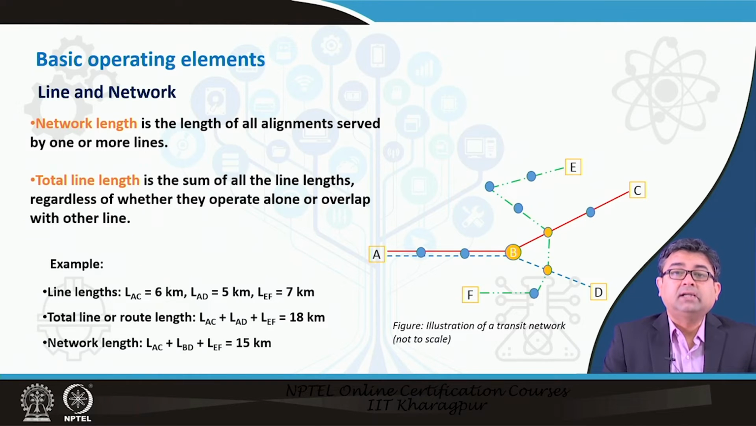Whereas, when we look at the network length, we are adding AC, we are adding EF, but now we are not adding AD, we are only adding BD. So, we are not adding the overlapping section, and we are only adding the section that is not overlapped. Then we get a network length of 15 kilometers. Hopefully, that is clear. Now, we move ahead.